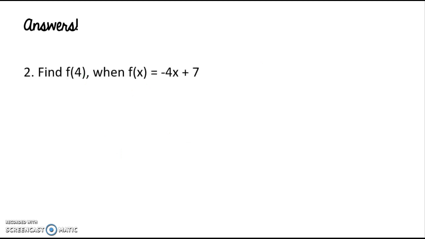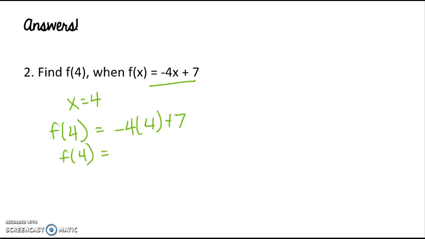Number 2, find f of 4 when f of x is equal to -4 times x plus 7. So in this case, I'm going to be plugging in the 4 for x. So f of 4 equals -4 times 4 plus 7. So -4 times a positive 4 is -16 plus 7. So f of 4 is equivalent to -9. So my ordered pair would have been 4, -9.